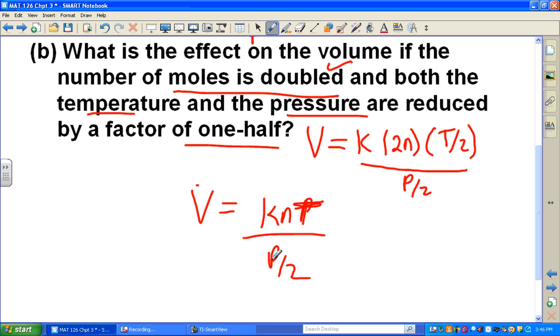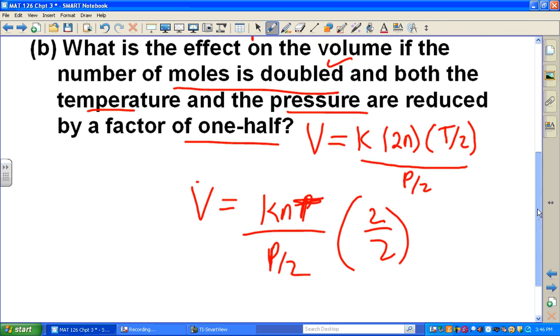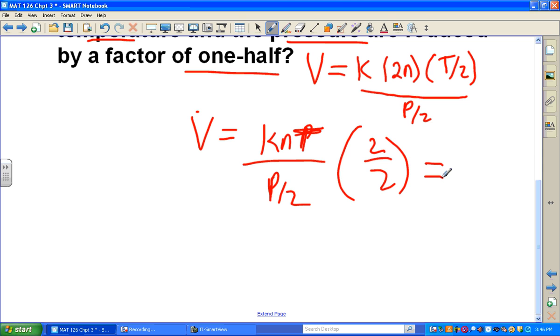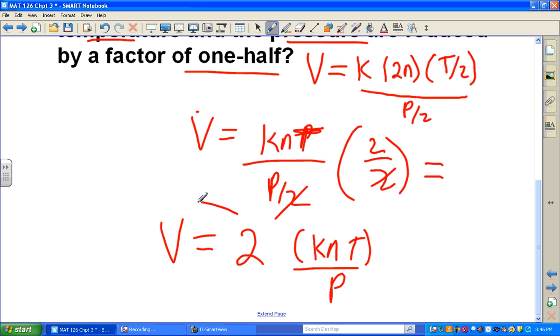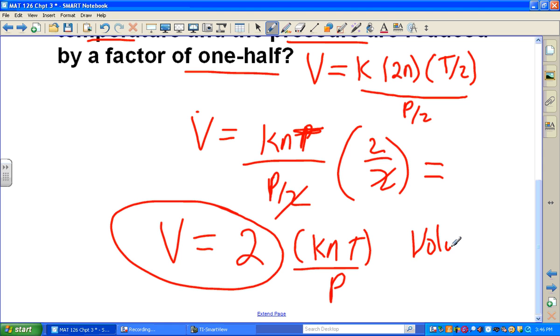Well, I'll have to sledge this out. If you hear that bell, that's not yours, that's mine. The 2's will drop down here. I'm sledging it out. So V equals 2 times K N T over P. Looks to me like the volume is doubled. You'll double whatever volume you'll have. So the volume is doubled. Sounds good to me.